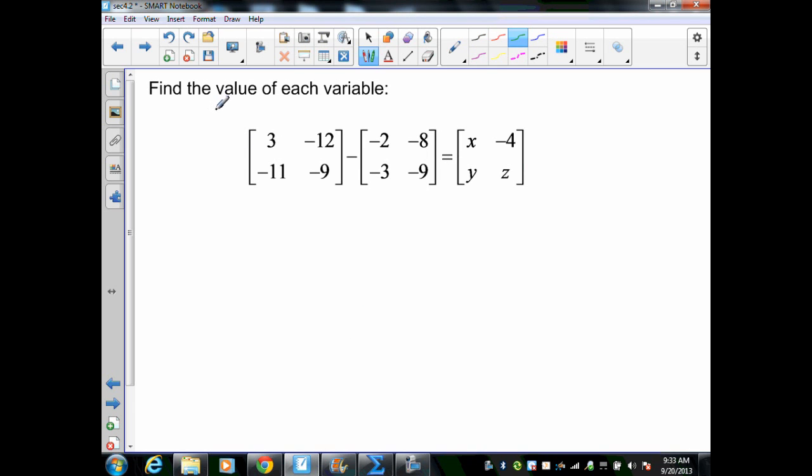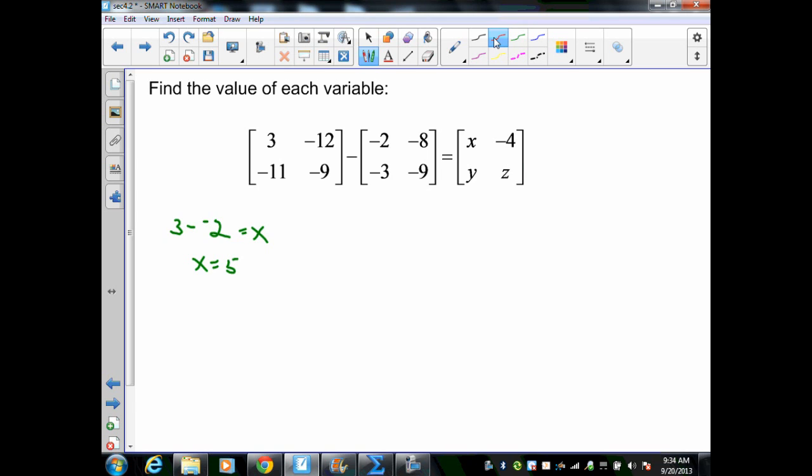In this example, we want to find the value of each variable. I know that I'm going to subtract these two matrices, and I know that the corresponding elements would have to match the corresponding element on the right side. Therefore, I need to set up expressions to solve for my x, my y, and z, and also verify the negative 4. So to do that, I know that 3 minus a negative 2 equals x. Therefore, I know that that's going to be 3 plus 2, or x is equal to 5.